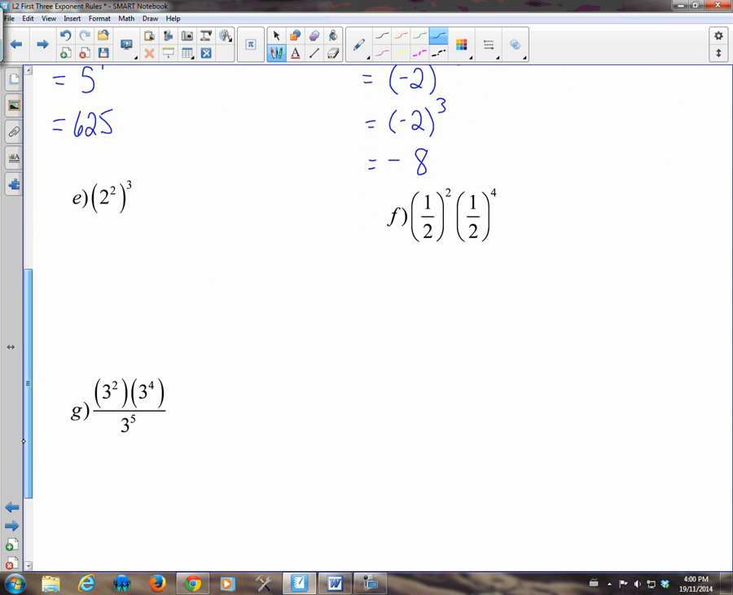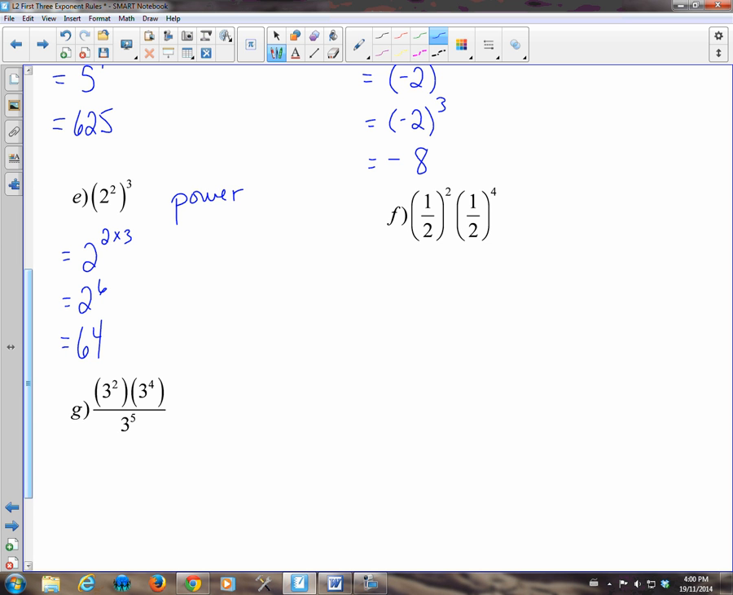All right, last couple examples. E, I notice there's one base and 2 exponents. So that means it's a power rule. I keep my base and I multiply my 2 exponents together. So I get 2 to the 6, and 2 to the 6 is 64.